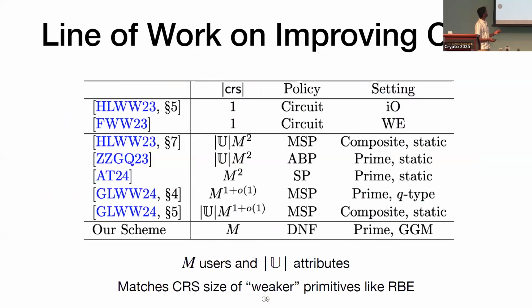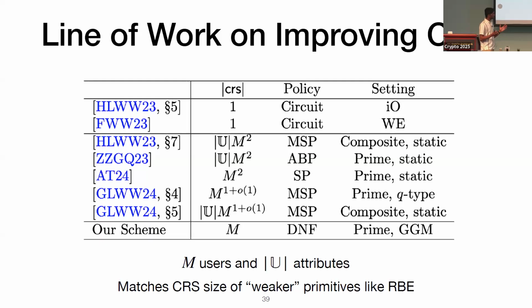So before I conclude, I want to mention this nice line of work that tries to improve the CRS size. The first work, which was HLWW23, started off with a quadratic size CRS. And it was improved to m to the 1 plus little o of 1, where m is the number of users. And essentially, all works could do NC1 policies. So our scheme has a truly linear CRS size, but we have a smaller policy, which is just DNFs. And we get security in the GGM, whereas prior work gets security from essentially falsifiable assumptions.